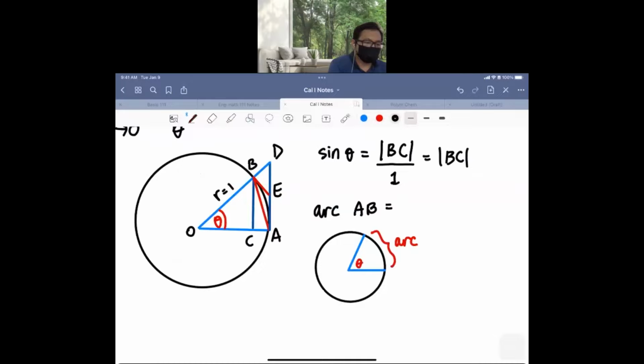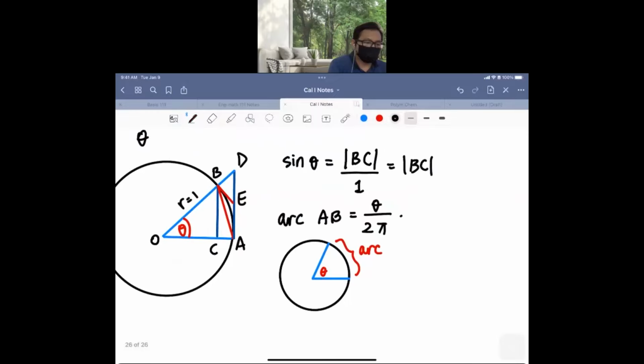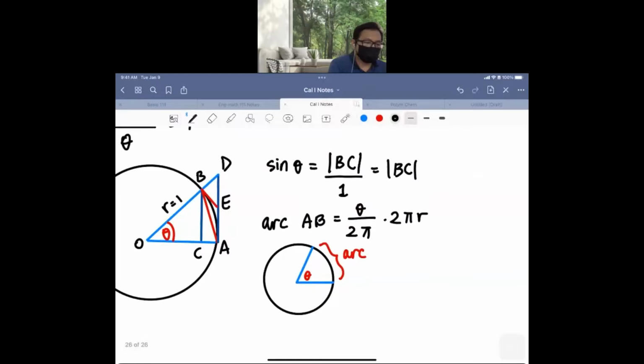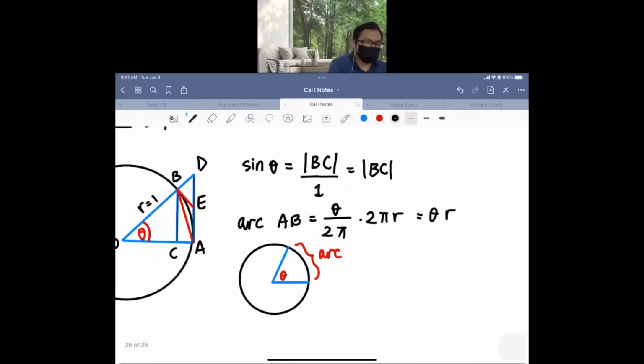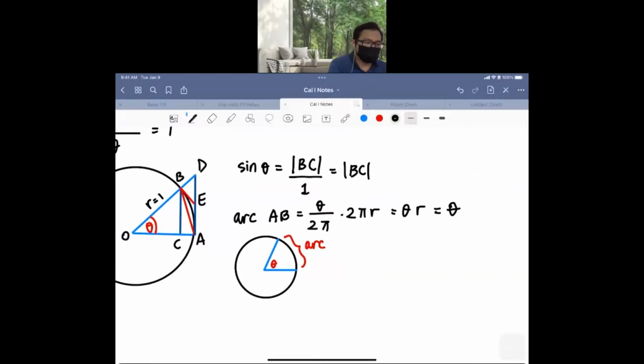Precisely, if this is theta, then theta over 2 pi multiplied by the circumference of the circle, or we could say that this will be theta r. But since r is equal to 1, we make it a constant 1, and we could just say that this is theta. Okay, so we have sine theta, we have the arc AB.